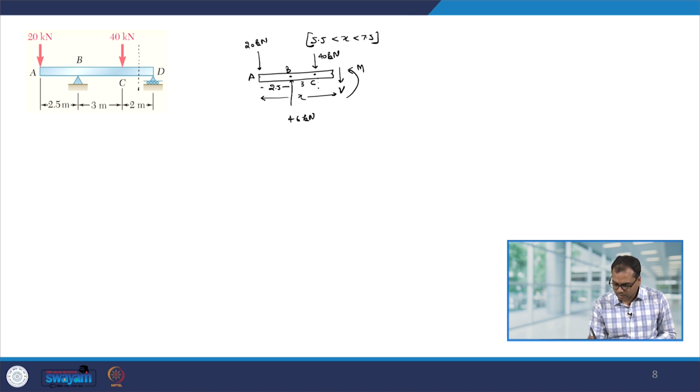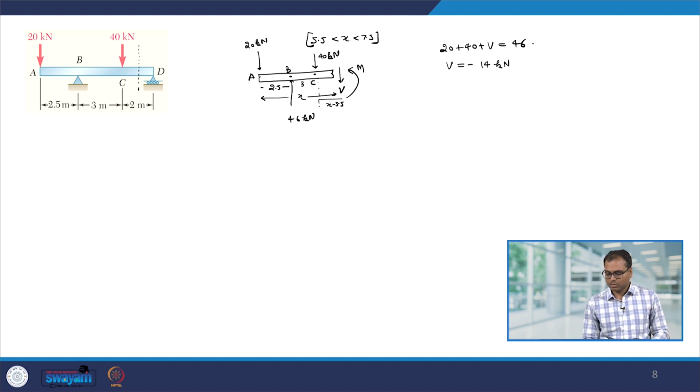So, therefore, this length will be x minus 5.5. So, from here you can see from the force balance equation that V is minus 14 kilonewton, because we have 20 plus 40 plus V is equal to 46. So, therefore, V will be minus 14 kilonewton.